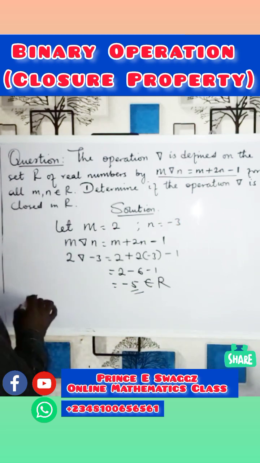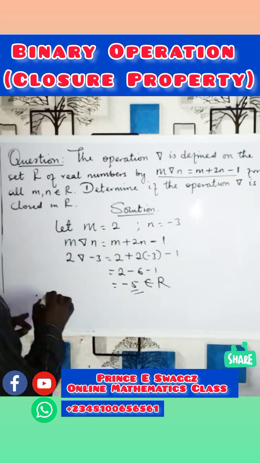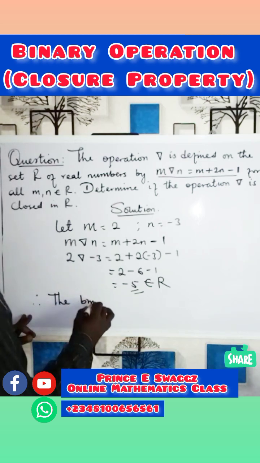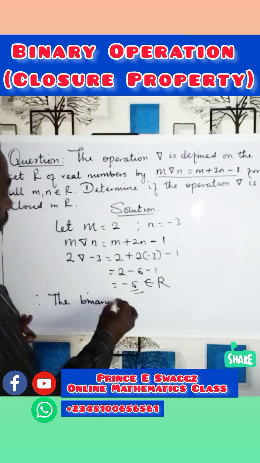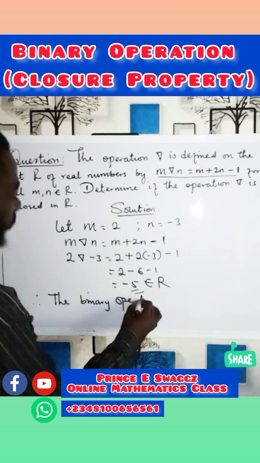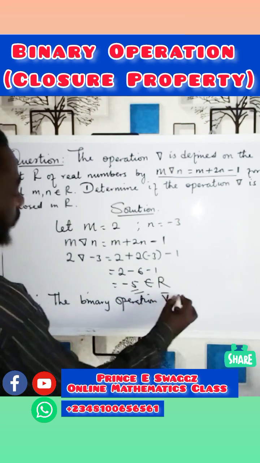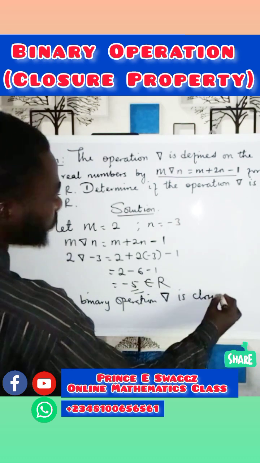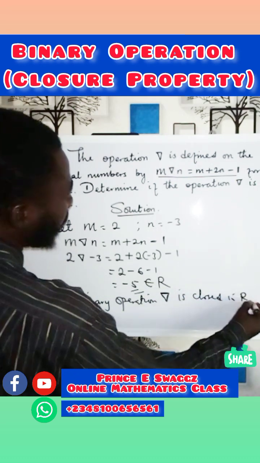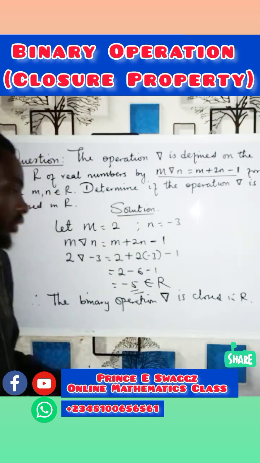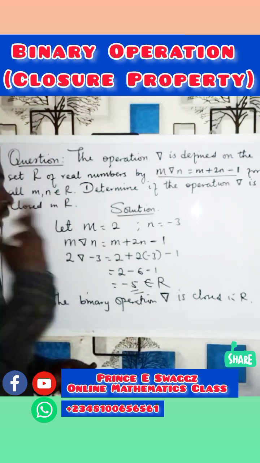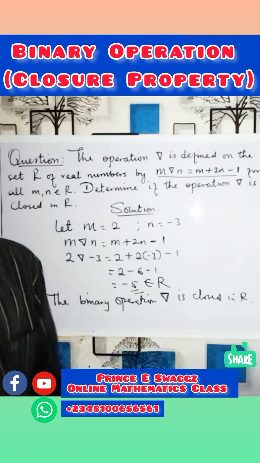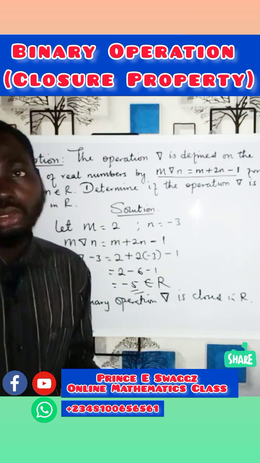So, for me here, I'll draw my conclusion. We see that all the numbers are real. So the binary operation is closed in R, and that is the conclusion. If you try other numbers as well, and you get a real number, you draw the same conclusion. If you do not get a real number, it is not closed.